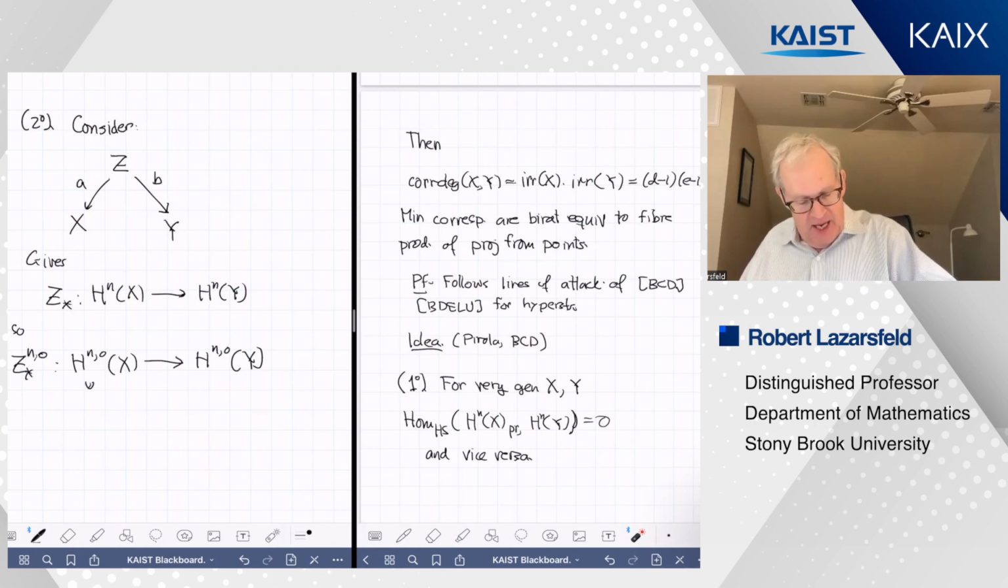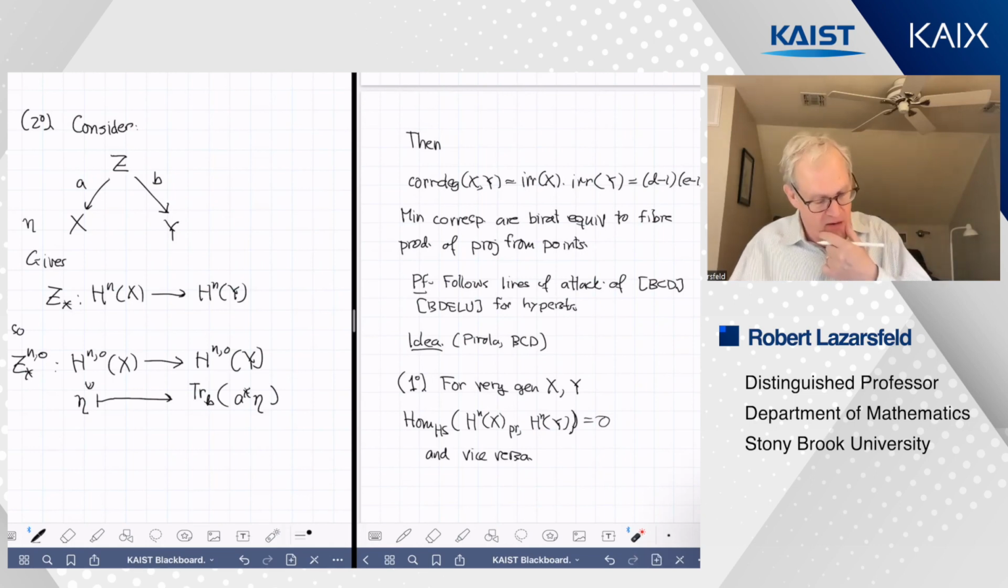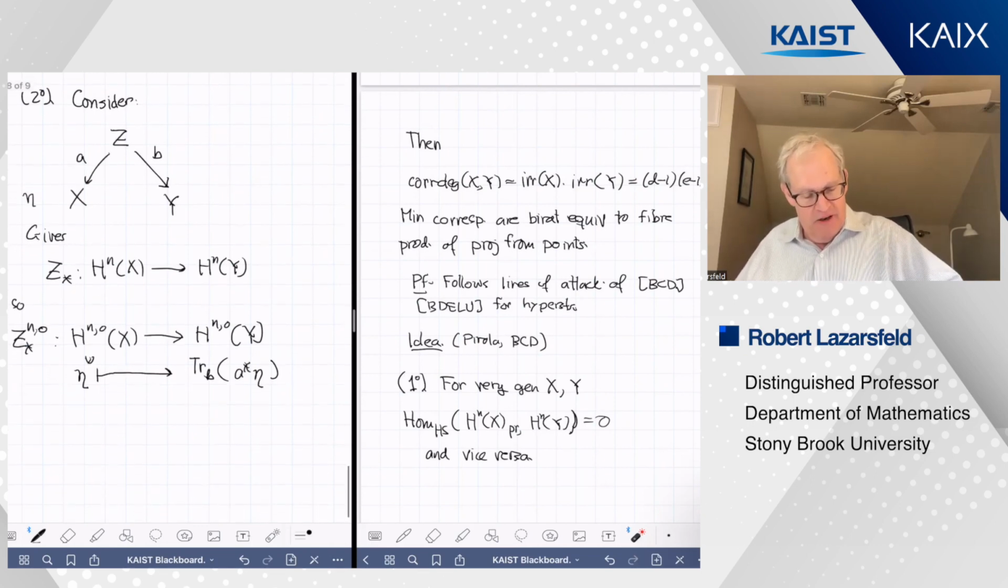If I take an eta here, where eta is a form on X, I pull it back under A, so I take A upper star of eta, that's a form on Z, and then I trace it down to Y by B. So let me just say that it's going to be important to say this more concretely.